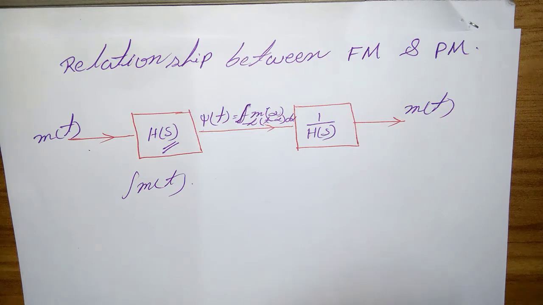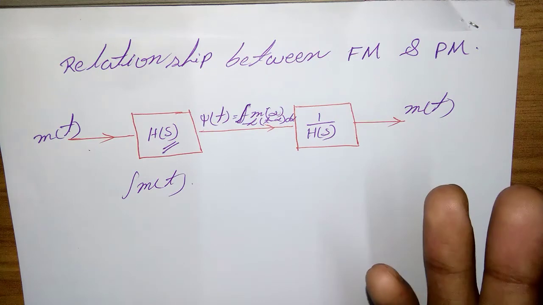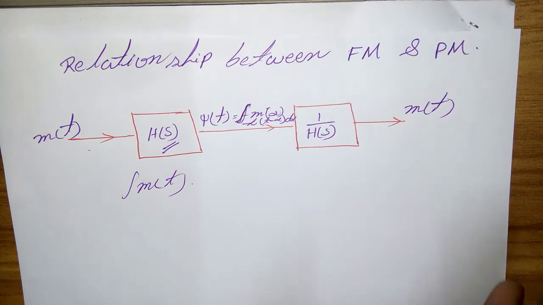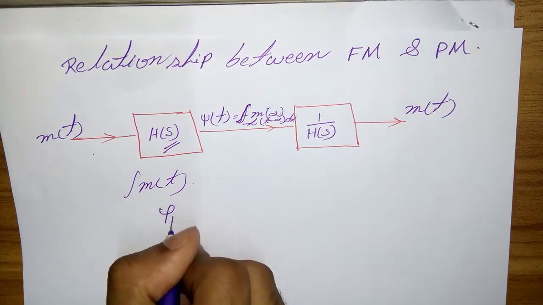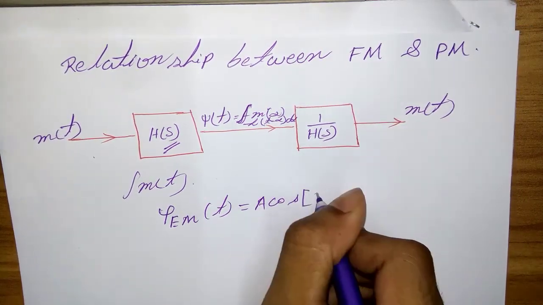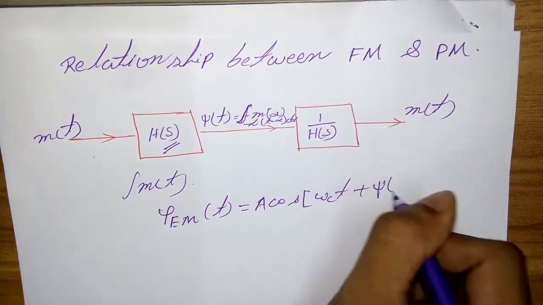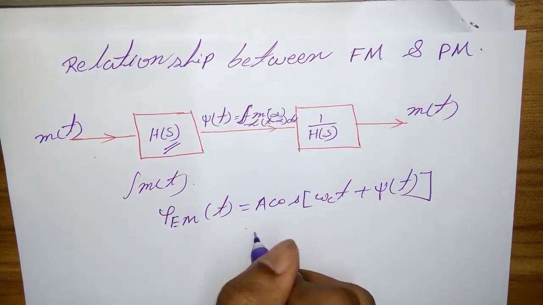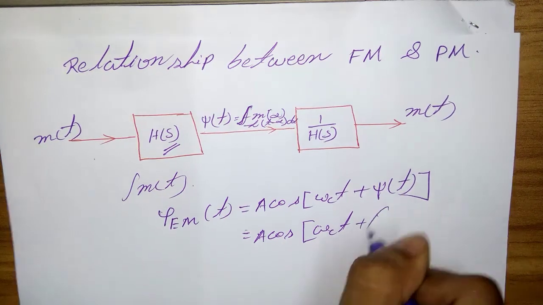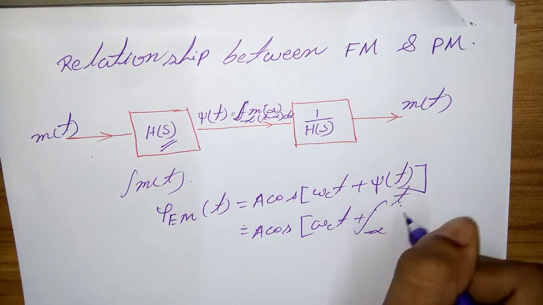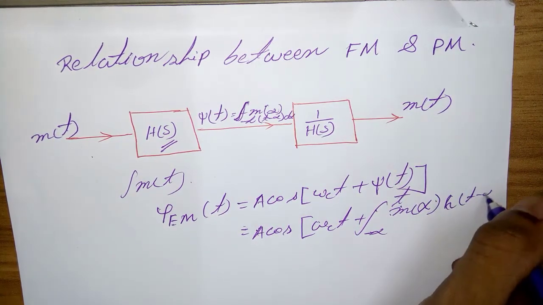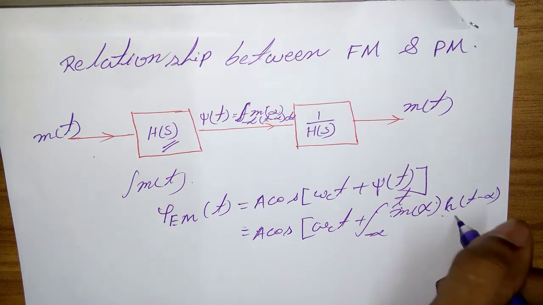If we restrict the choice to a linear operator, then a measure of m(t) can be obtained as the output of an invertible linear system. So the equation will be psi_EM(t) equals A cos(omega_c t plus psi(t)). Clear? So for that case, it would be simplified with cos omega_c t plus the integral from minus infinity to t of m(alpha) h(t minus alpha) d alpha.